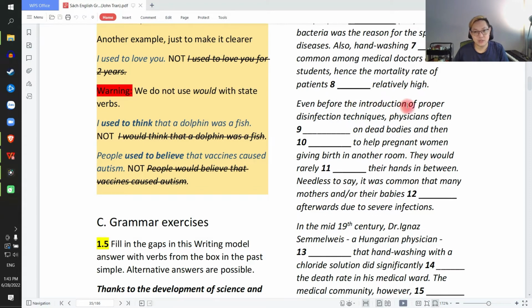Even before the introduction of proper disinfection techniques, physicians often operated on dead bodies and then came to help pregnant women giving birth in another room. They would rarely wash their hands in between. Needless to say, it was common that many mothers and/or their babies died afterwards due to severe infections.